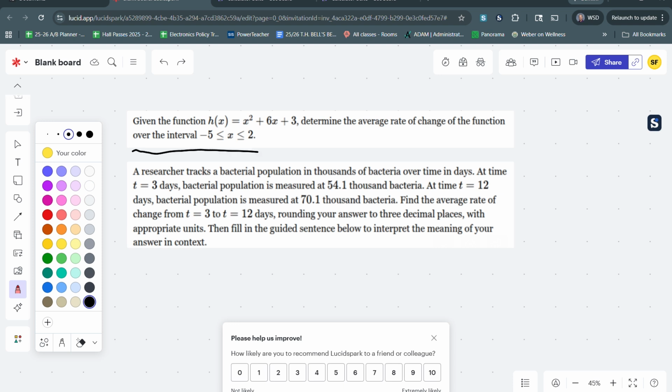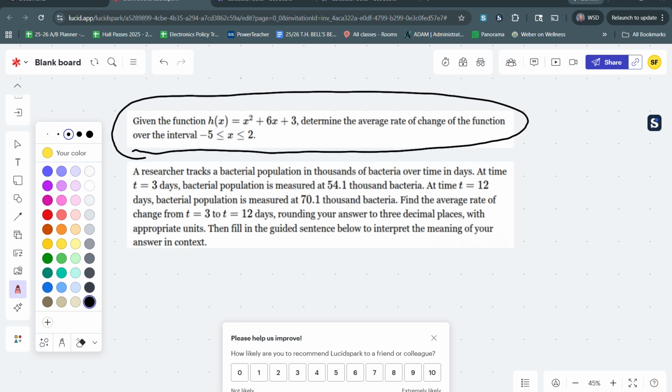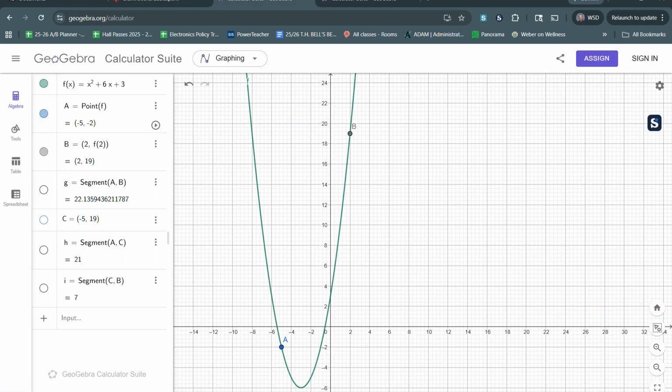Our first one here gives us an equation and asks us to determine the average rate of change of the function. And it gives us a starting and ending value. Here our starting value is -5 and our ending value is 2 for our x's. So let's go ahead and take a look at what that graph looks like. Here we have the function graph, and we can see that there is not a constant rate of change from one end to the other.